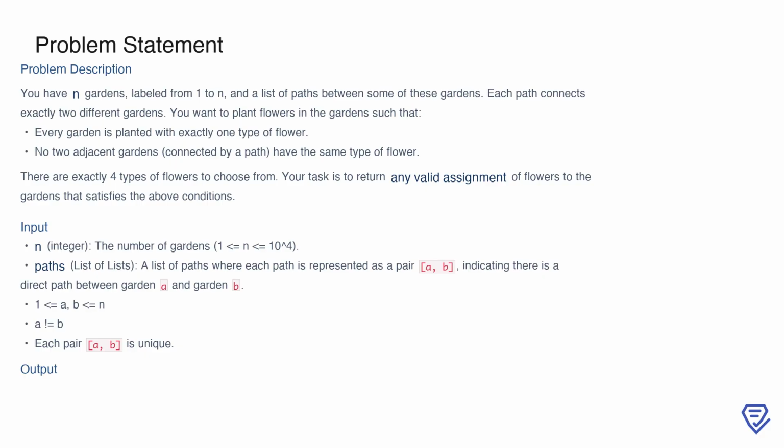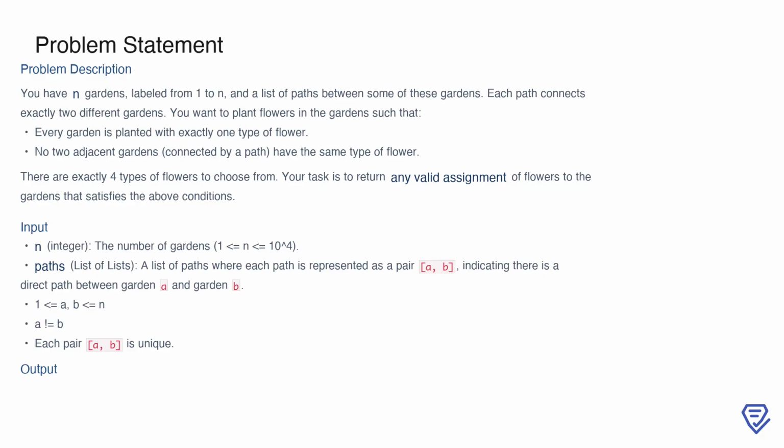In this problem, we are tasked with assigning flowers to a set of gardens while adhering to specific constraints. You are given n gardens, labeled from 1 to n, and a list of paths that connect some of these gardens. Each path signifies that two gardens are adjacent to each other. The goal is to plant exactly one type of flower in each garden such that no two adjacent gardens share the same flower type. Importantly, there are exactly 4 types of flowers available to choose from, and we need to find any valid flower assignment that satisfies these conditions.